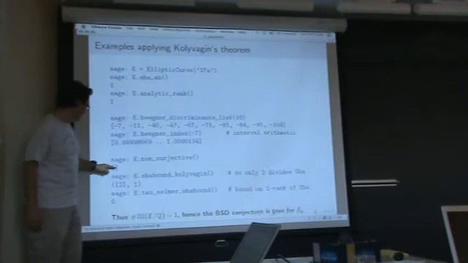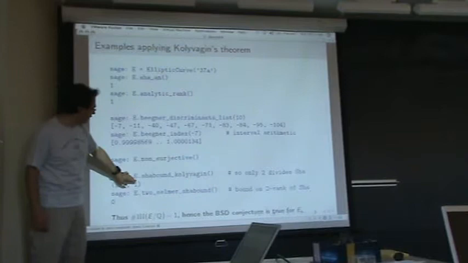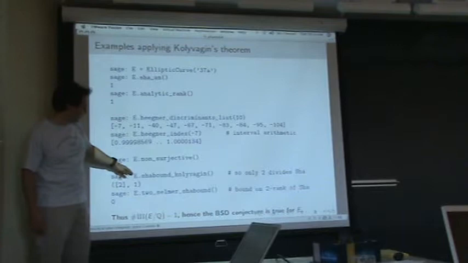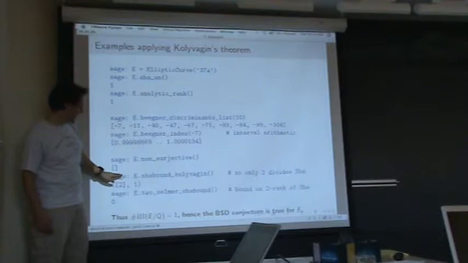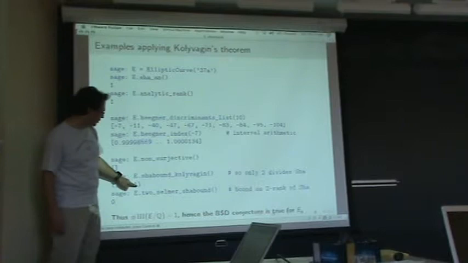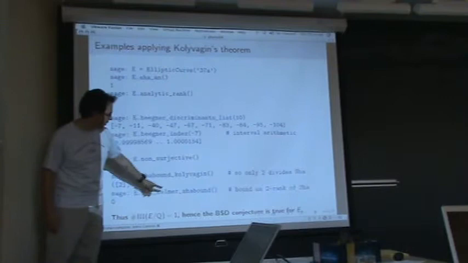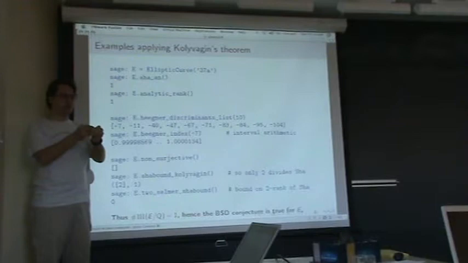And so on. This gives you a bound computed using, notice I didn't need anything from before, you just use this command. It gives you a bound on the primes that can divide the Shafarevich-Tate group. So only 2 can divide the Shafarevich-Tate group, according to Kolyvagin's theorem. And this one tells you the index of the Heegner subgroup, which I already computed, in the full group of rational points. This command, two-descent Sha bound, uses MW rank to compute an upper bound on the rank of the 2-Sha, which is 0, and hence you know there's no 2-Sha.